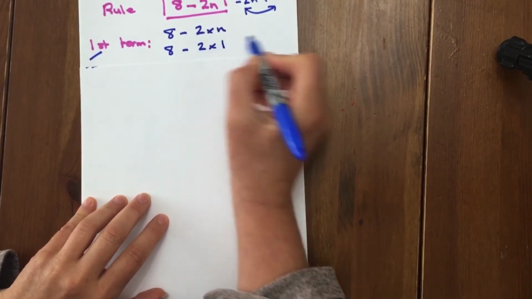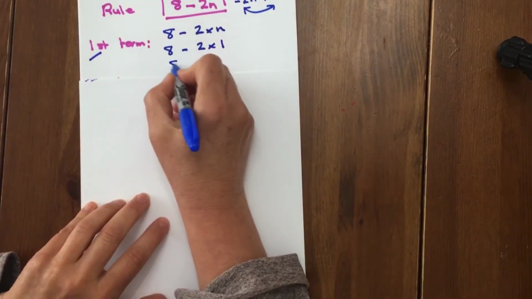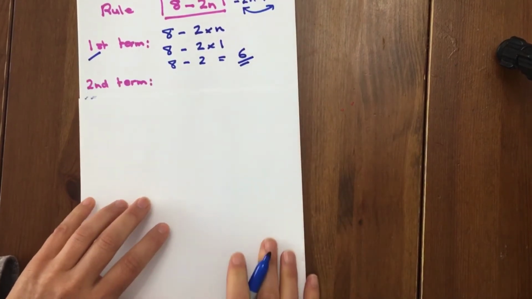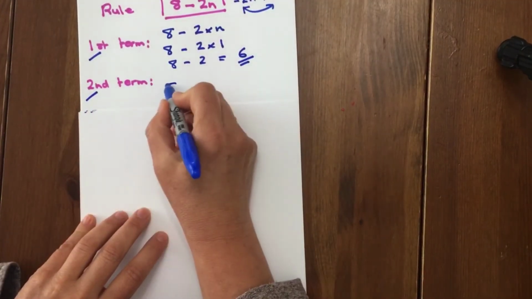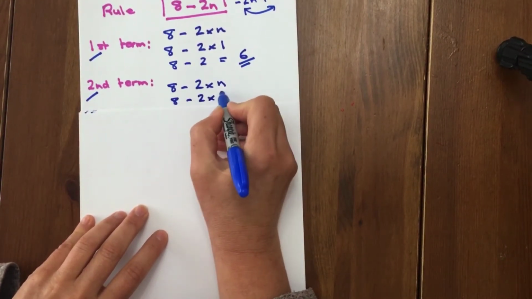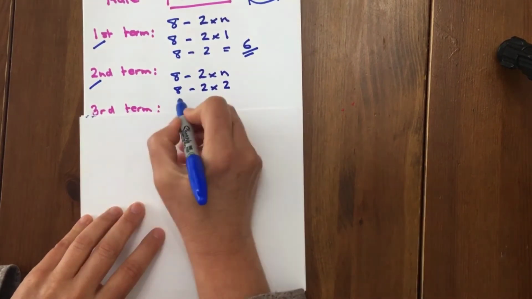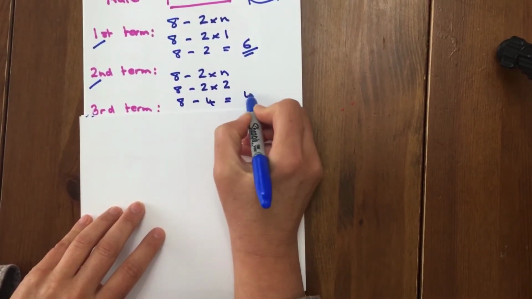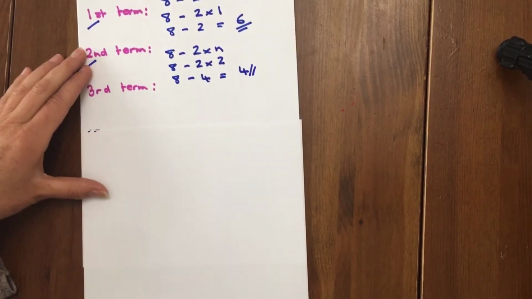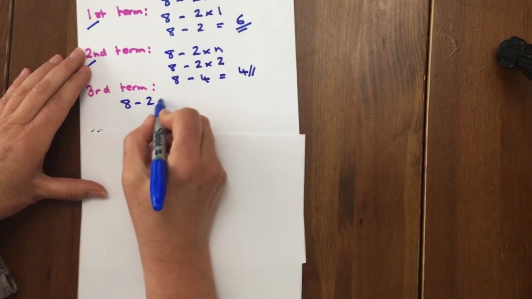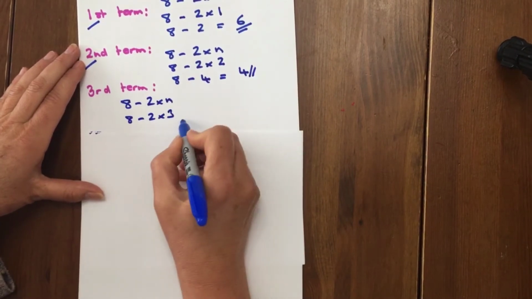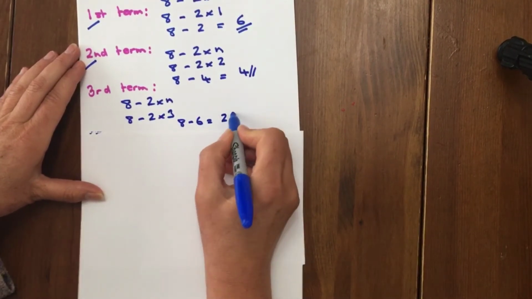My first term, n is 1. So I've got 8, take away 2, which is 6. Okay, second term. This is my rule. n is 2. So I've got 8, take away 4, is 4. And my third term, if I just write down the sequence, 8 minus 2 times n. 8 minus, n is 3, so I've got 8 minus 6 is 2.